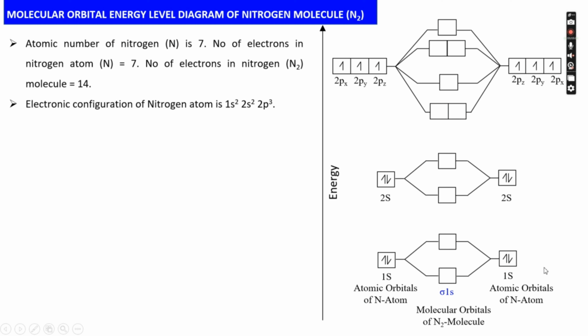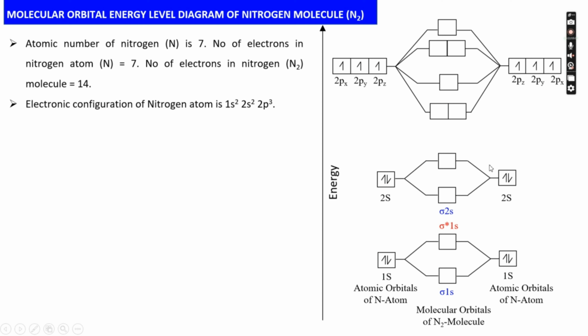So 1s overlap can provide only sigma. This sigma molecular orbital results from 1s, therefore the name given to this molecular orbital is sigma 1s. As we know, this is the anti-bonding molecular orbital. When the bonding molecular orbital name is sigma 1s, automatically the anti-bonding molecular orbital name is sigma star 1s. Similarly, this is the sigma star 1s.